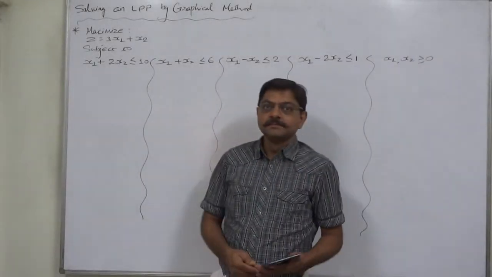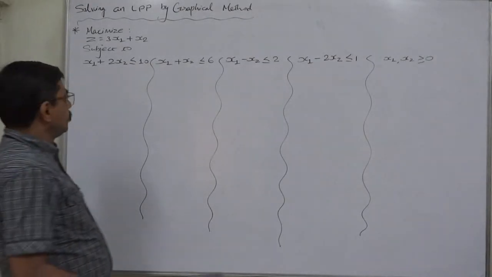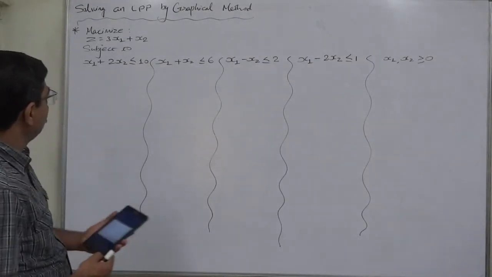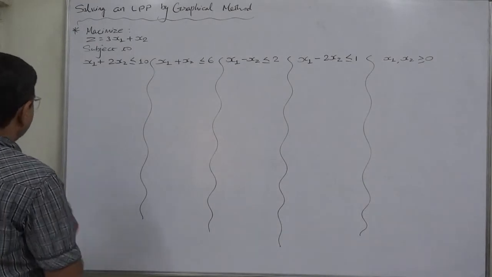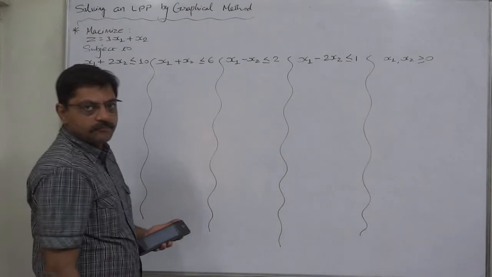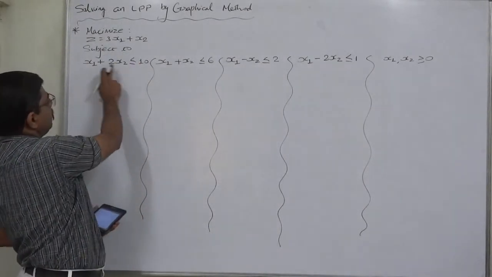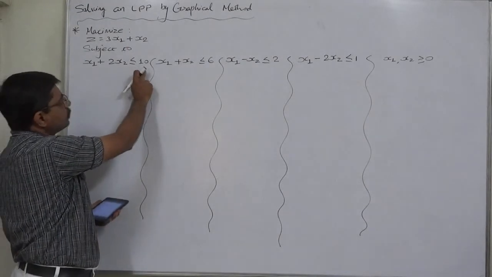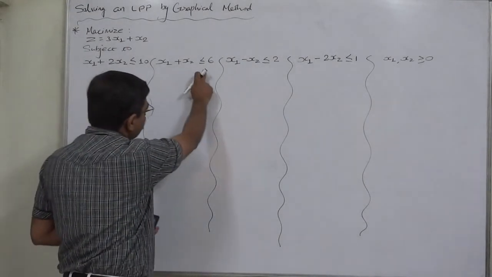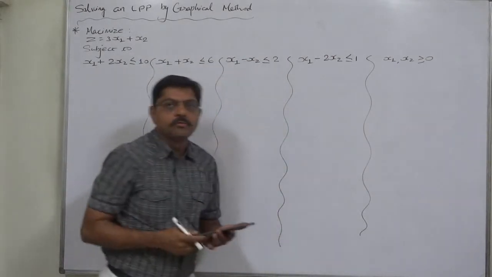Hello and welcome. A new case in graphical method of solving linear programming problem, and the case is maximize z equals to 3x1 plus x2 subject to the constraints x1 plus 2x2 less than or equal to 10, x1 plus x2 less than or equal to 6, x1 minus x2 less than or equal to 2.